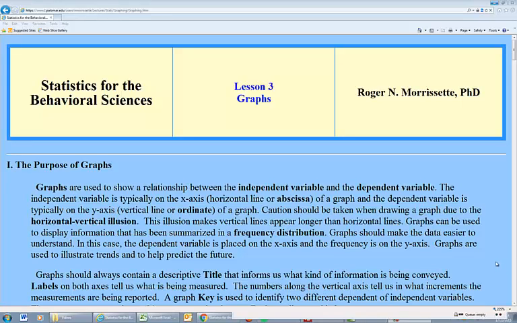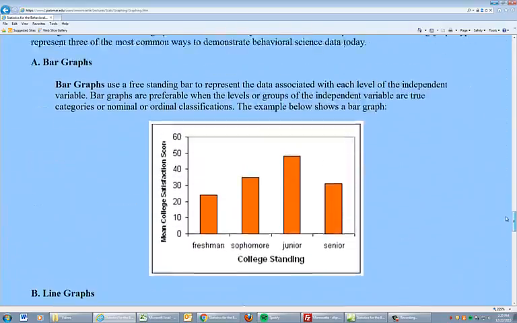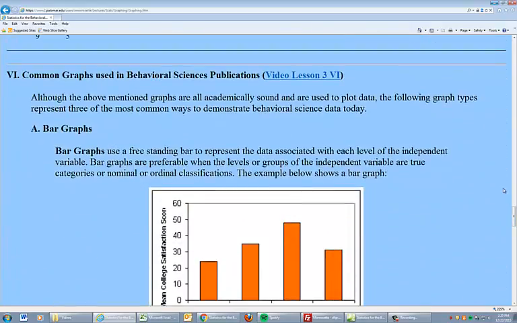Finally, let's talk about some common graphs we see in scientific publications, especially those in behavioral sciences journals. Let's cruise all the way down to the bottom here, right about here. A couple graphs right off the bat. The first is a bar graph.